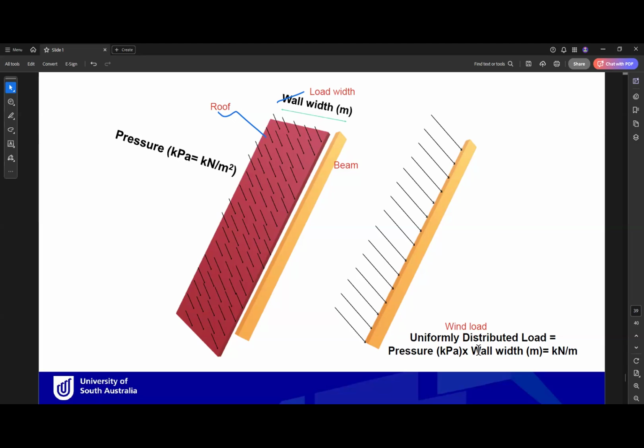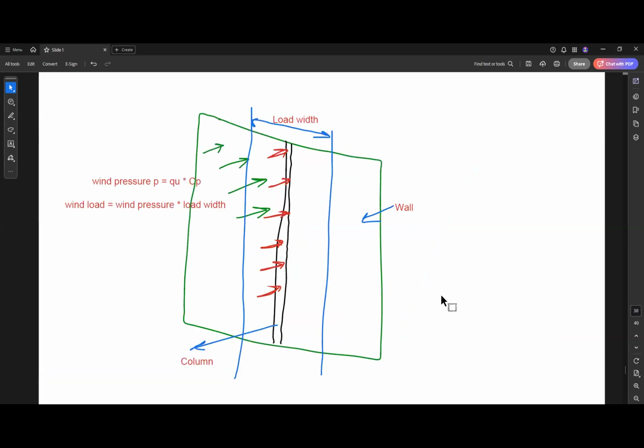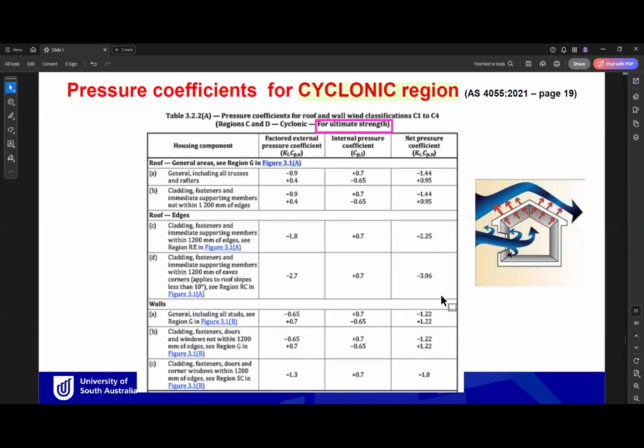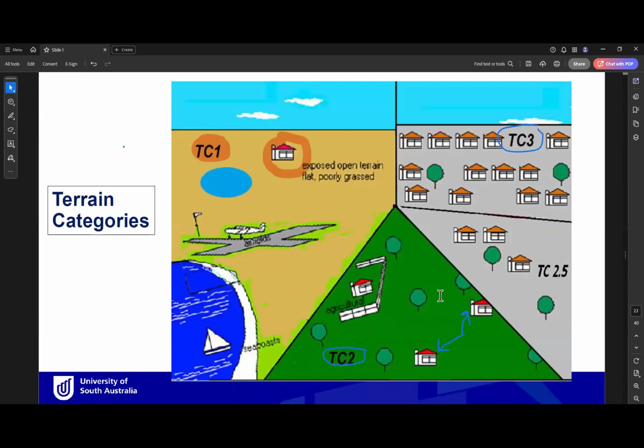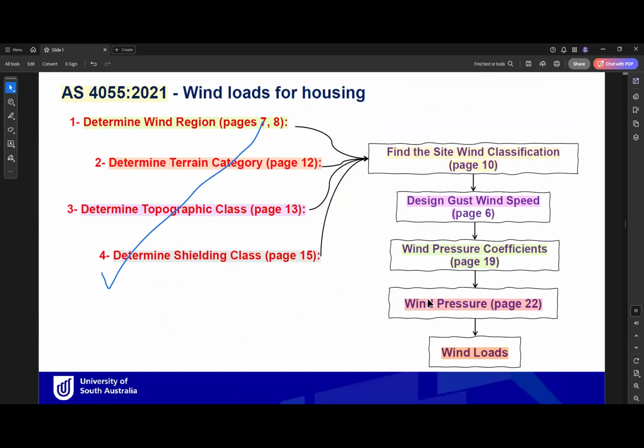Do you understand the wind calculation, the procedure? Do you have any question, guys? Any question? So if we want to summarize the steps again, last time before we go, the steps are mentioned here in this slide. We are using the standard 4055 to find the wind loads on the buildings.